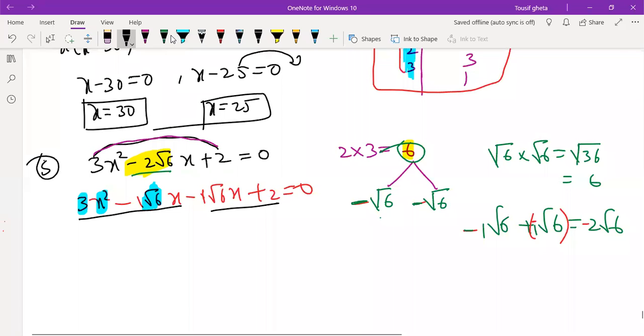Root 3. Root 3 2s I will get here. Root 3 2s, that is for sure. Root 3 2s, root 6 will get. Correct now? Root 3 2s, root 6 will get, obviously. So here what should I write? Root 3x is common.